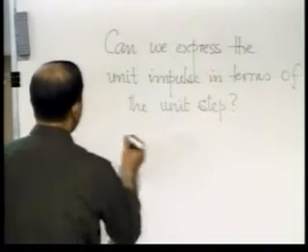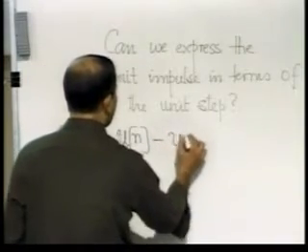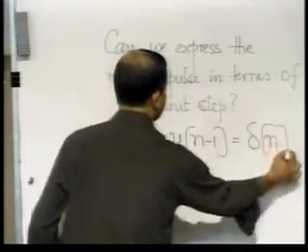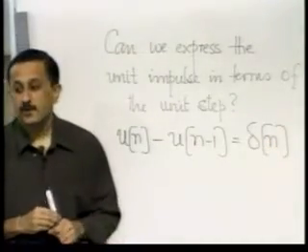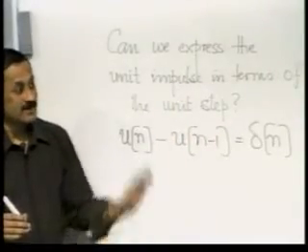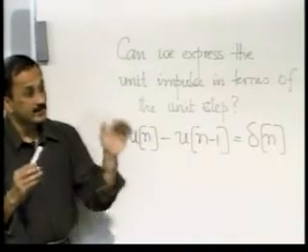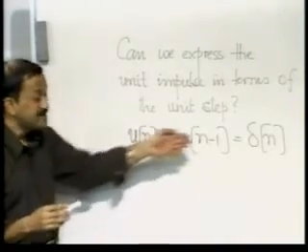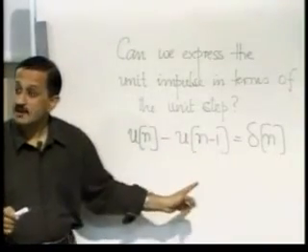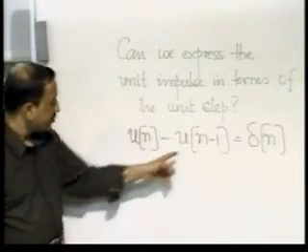So, it turns out that if we look at the sequence u[n], then u[n] minus u[n minus 1] is delta[n]. So, it is a very, very neat expression. One may like to draw a parallel between this and the idea of differentiation. Recall that in the context of continuous variables, the derivative of the unit step gave us the unit impulse. But here, this is called the first difference. The first difference operated on the unit step gives us the unit impulse.